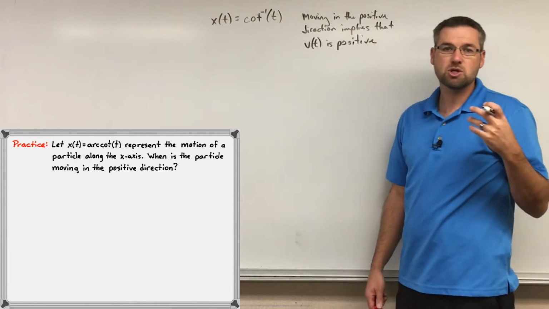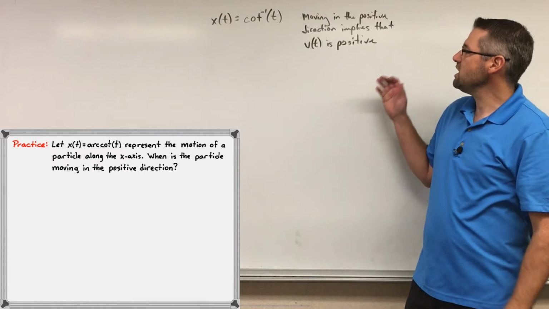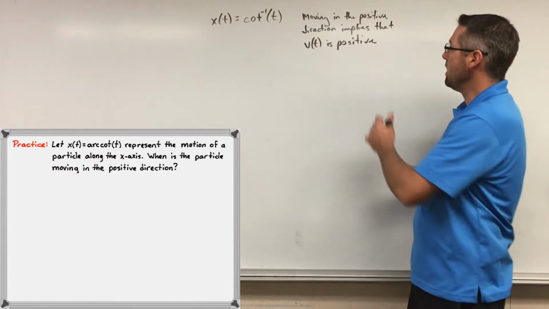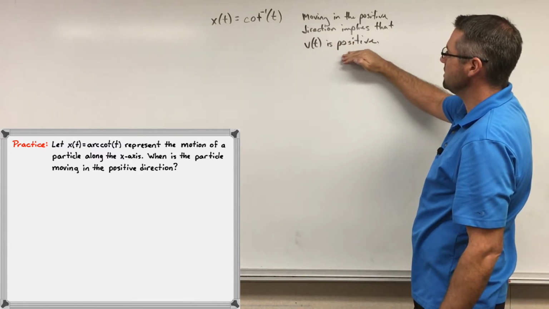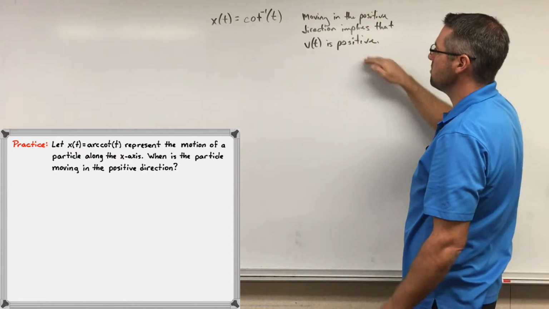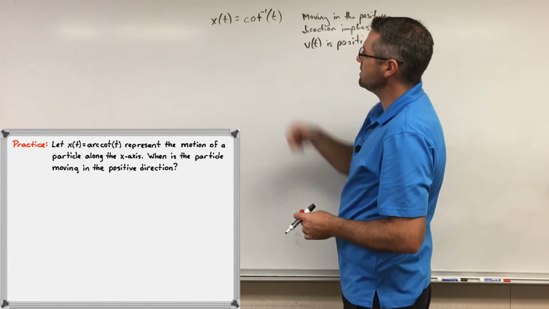And remember, when we're talking about anything analytical, we need to approach it through understanding the signs of a function. We don't know direction of a function analytically. We know signs of a function analytically. So we want to break it down to when velocity is positive. So we need to take the derivative of this. We need to find the velocity.